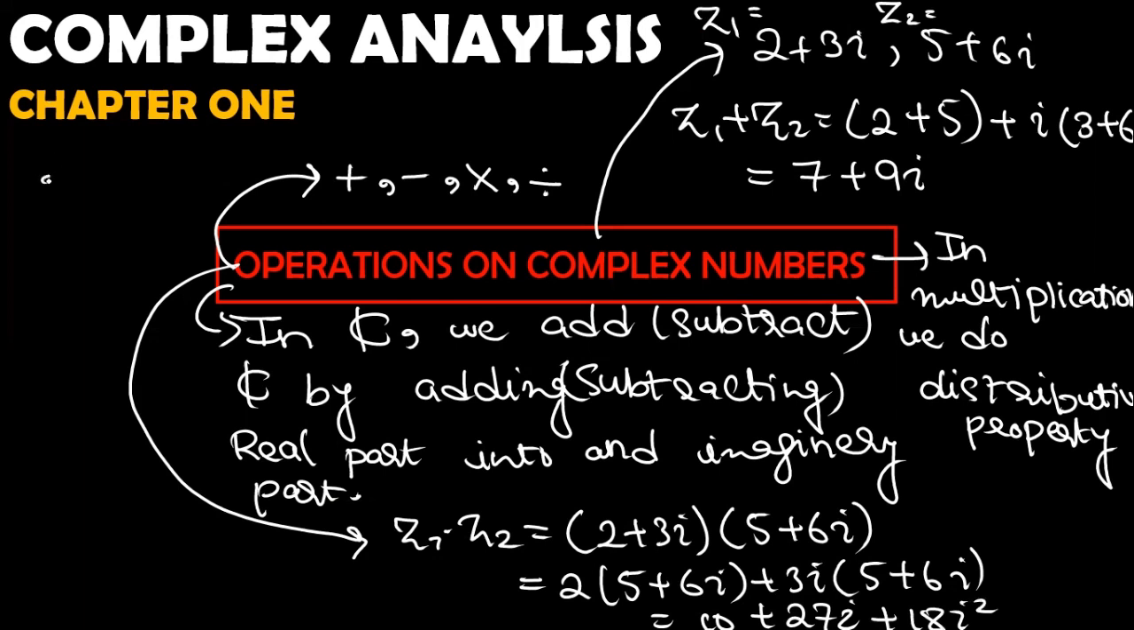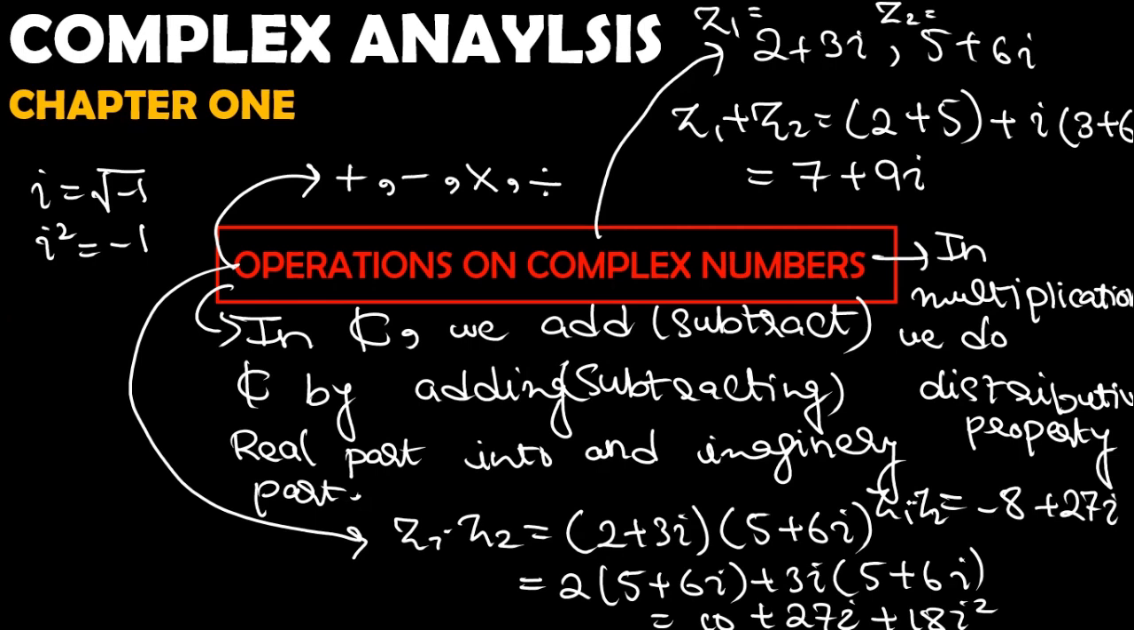And remember that in the earlier slide I said iota is equal to under root minus 1. So iota square is equal to minus 1. In place of iota square, I will write minus 1, and this becomes minus 18. Minus 18 plus 10, we get minus 8. So we will get minus 8 plus 27 iota as the answer of our Z1 into Z2. So this is the pattern and the method you will use in multiplication.